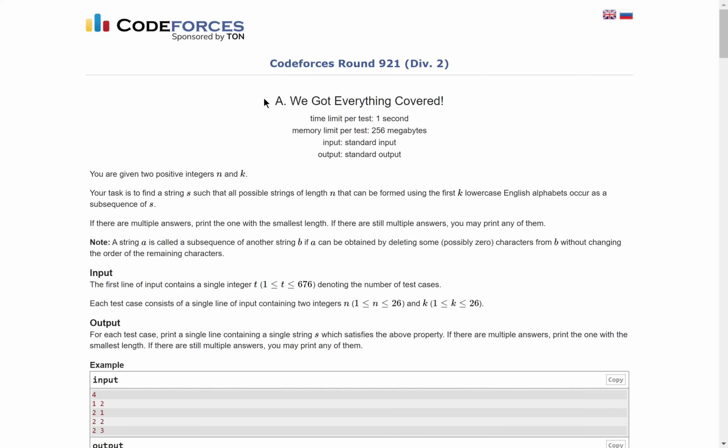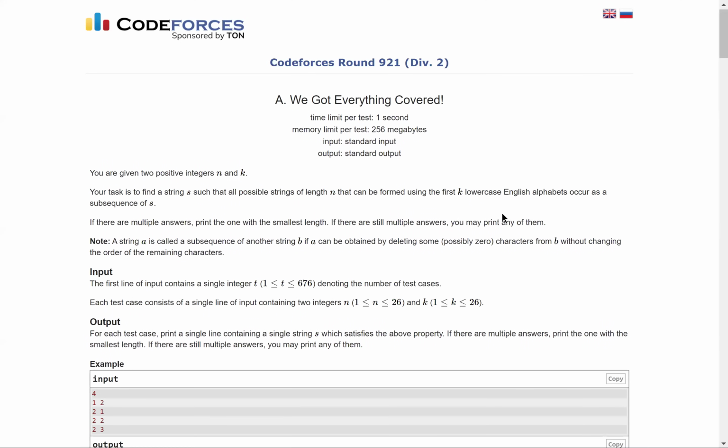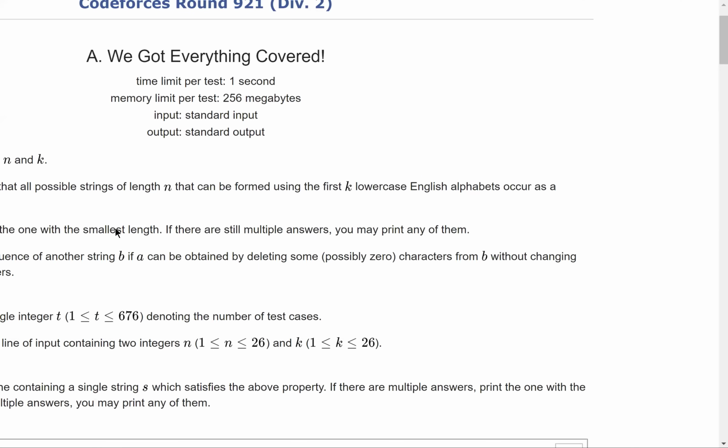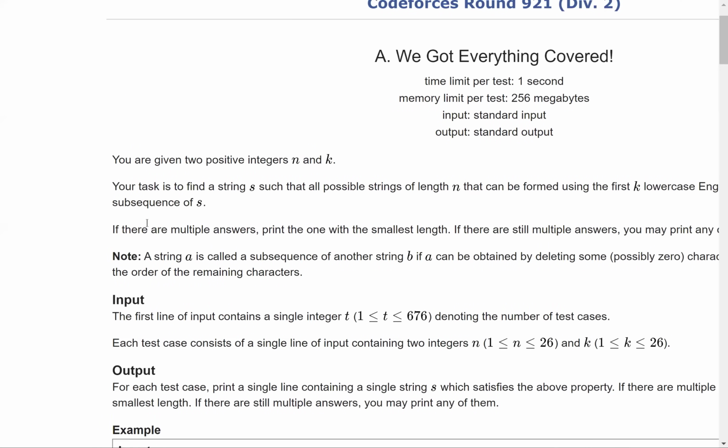So this is the first problem of the contest. We got everything covered. In the problem, we have been given two positive integers n and k, and our task is to find a string s such that all the possible strings of length n that can be formed using the first k lowercase English alphabets occur as a subsequence of s.